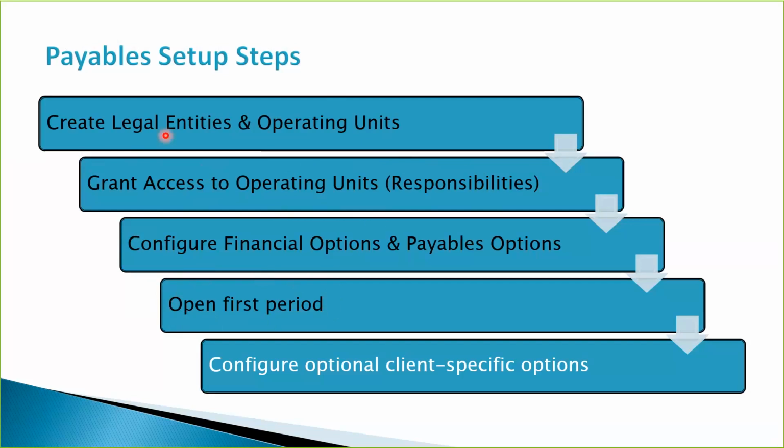So you can see that these first 4 steps are in black, and this last one, which is configuring optional client-specific options, is in white. What I was trying to show is that in order to have a functional AP setup that we can use for training and learning, we have to do these first 4 steps. These first 4 steps are going to be mandatory in our setup, okay? So we have to do all these first 4 steps so that we can have an AP module that is functioning properly.